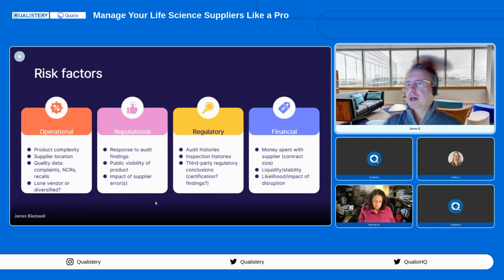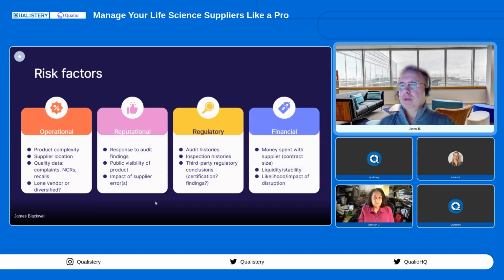So a lot of things come into play: supplier location. This is increasingly an issue now for organizations. You've heard of offshoring and onshoring. The complexity of the products and really the criticality of that. Are they a lone vendor? Obviously, that increases the risk if you're completely dependent on them and there aren't alternatives. Reputational. You can find out a lot from your colleagues, from scanning the industry news and learning a lot about their reputation.